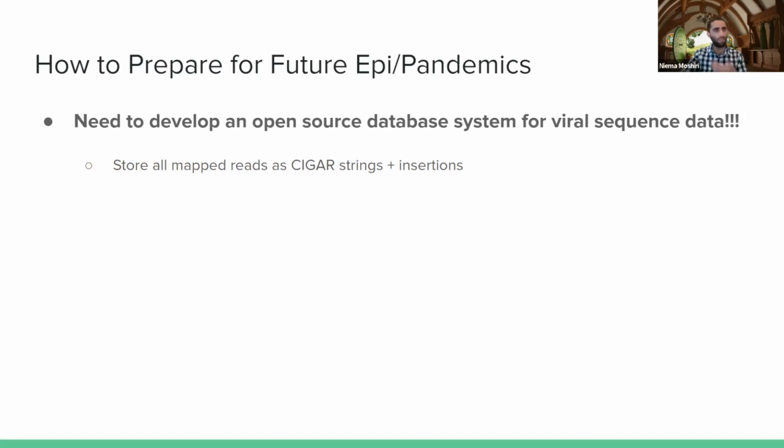But because all of these genomes are almost identical to the reference genome, you don't necessarily have to store the raw sequence data. You could theoretically just store the CIGAR strings, which are basically deltas with respect to the reference genome, as well as insertions.